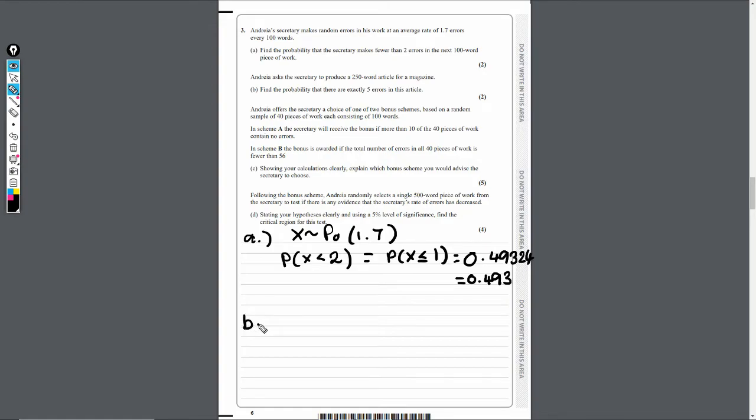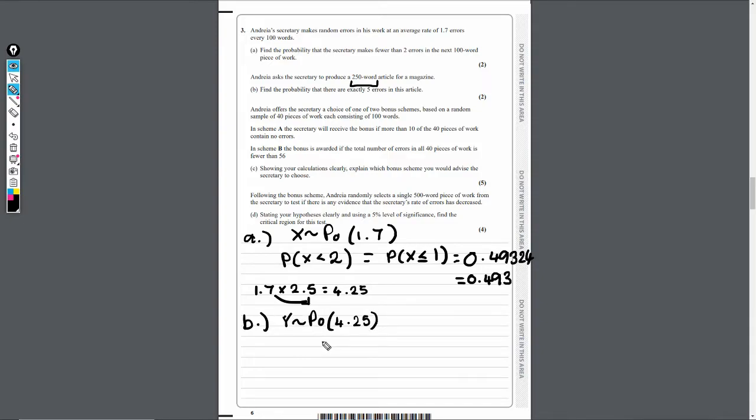Part B is pretty similar. We've just got to adjust the average rate first. We're told it's for a 250-word article. Well, if we're looking at it for 100 words, we now have to go to 250 words, so I've got to multiply by 2.5. So if I say Y is a Poisson for this one, my new average rate is going to be 1.7 times 2.5, which on your calculator gives 4.25.